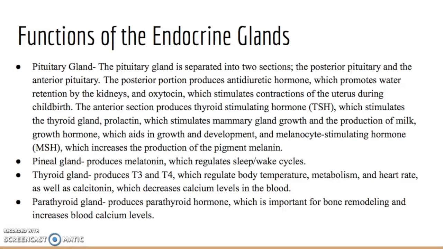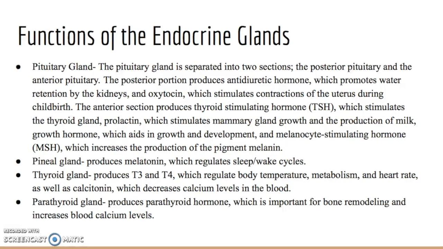The anterior section produces thyroid-stimulating hormone, or TSH, which stimulates the thyroid gland, prolactin, which stimulates mammary gland growth and the production of milk, growth hormone, which aids in growth and development, and melanocyte-stimulating hormone, or MSH, which increases the production of the pigment melanin.